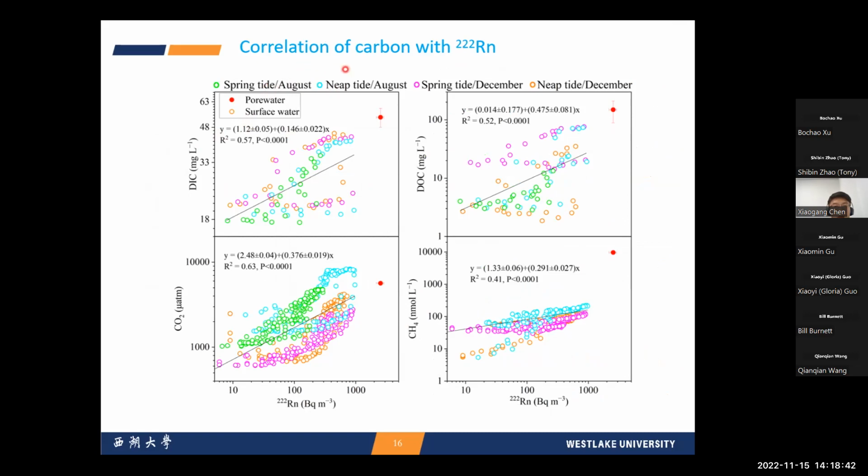And here we analyze the correlation of the greenhouse gases and carbon with the radon concentrations. So we can see for the surface water, the DIC, DOC, CO2, CH4 concentrations had good positive correlations with the radon concentration. And also for the Porewater, the DIC, DOC, CO2, CH4 concentrations, and also the radon concentrations were significantly higher than those from the surface water. So this provides strong evidence that Porewater exchange is a source of the salt marsh surface water carbon.